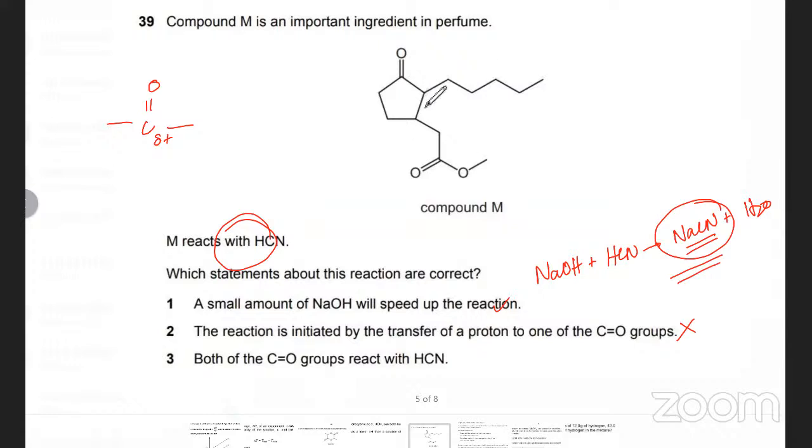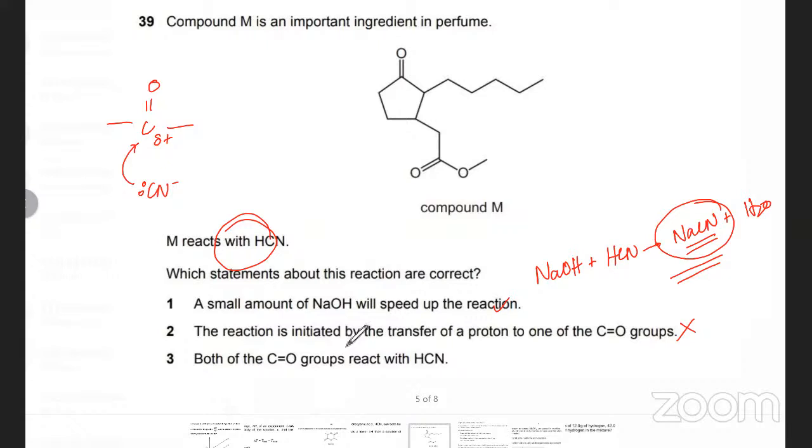NaCN is the catalyst. In this carbonyl group reaction, you need NaCN as a catalyst. I mean, HCN is the reagent, but NaCN is the catalyst. So the first one, it will speed up because it's going to produce NaCN. That's the catalyst. And the catalyst will speed up the reaction, although it's doing it indirectly, it will speed up the reaction eventually.